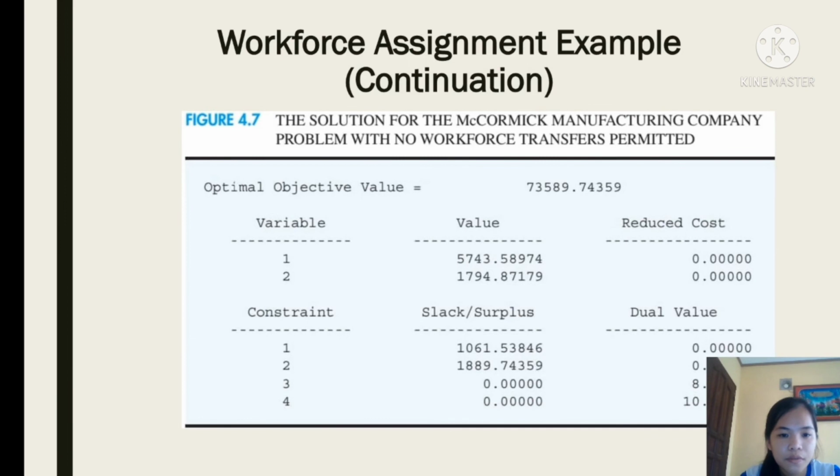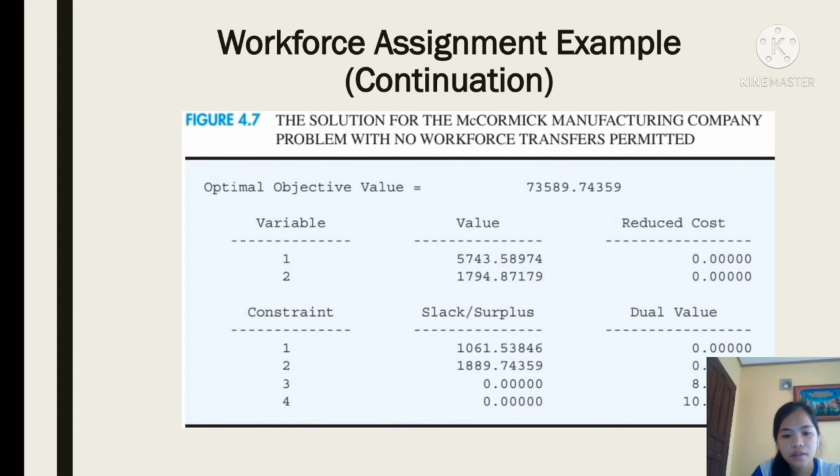And now we'll see the solution for the McCormick Manufacturing Company problem with no workforce transfers permitted. We have here the optimal objective value equal to 73,589.74359. For variable 1, its value is 5,743.58974 and its reduced cost is 0. And for variable 2, its value is 1,794.87179 and its reduced cost is 0.